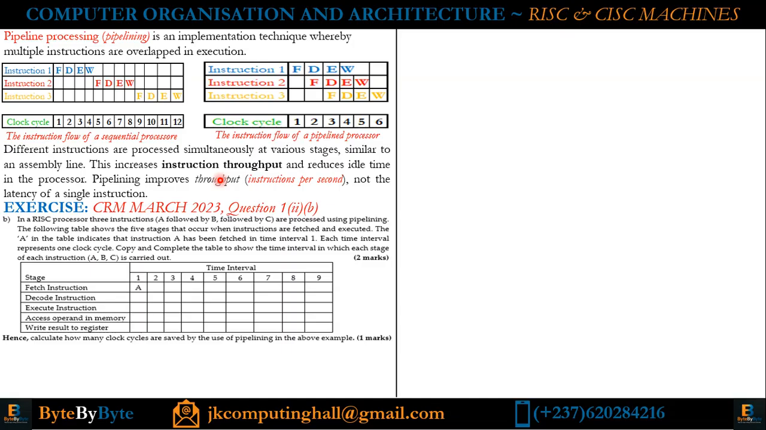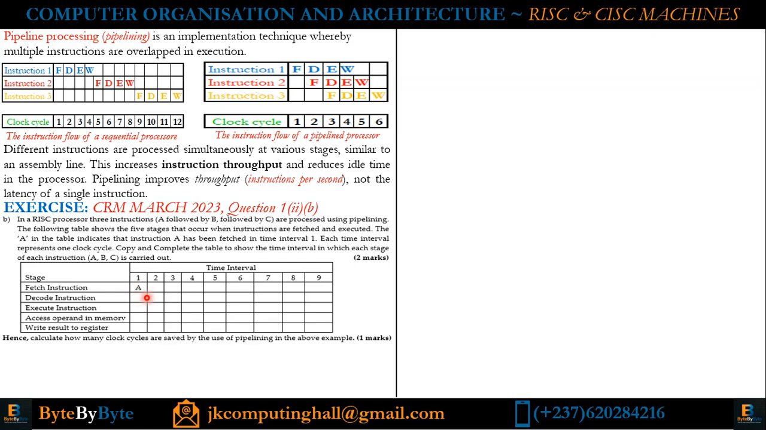Copy and complete the table to show the time interval in which each stage of each instruction A, B, C is carried out. Hence, calculate how many clock cycles are saved by the use of pipelining in the above example. So the instructions are processed using pipelining, and you need to complete the table. A here means that instruction A is being fetched. So at clock cycle number 1, A is fetched.